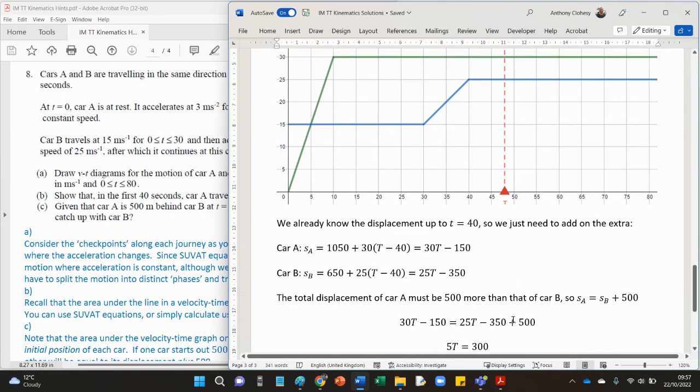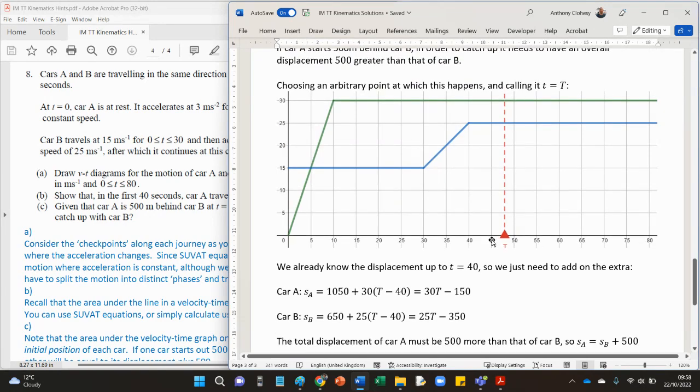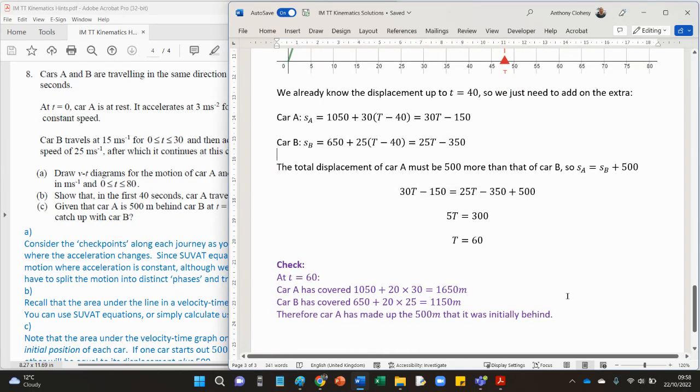Then we've got to be careful we get the next bit the right way round. We want car A to have traveled 500 meters further than car B because it needs to catch up, and it started out 500 meters behind. So we put SA equals SB plus 500, and we rearrange and simplify. We get T equals 60. It seems like a reasonable number. And if you think about it, over the course of 20 seconds, if one car is traveling 5 meters a second faster than another one, 20 seconds of that difference in speeds is going to give you 20 times 5, 100 meters difference in displacement.